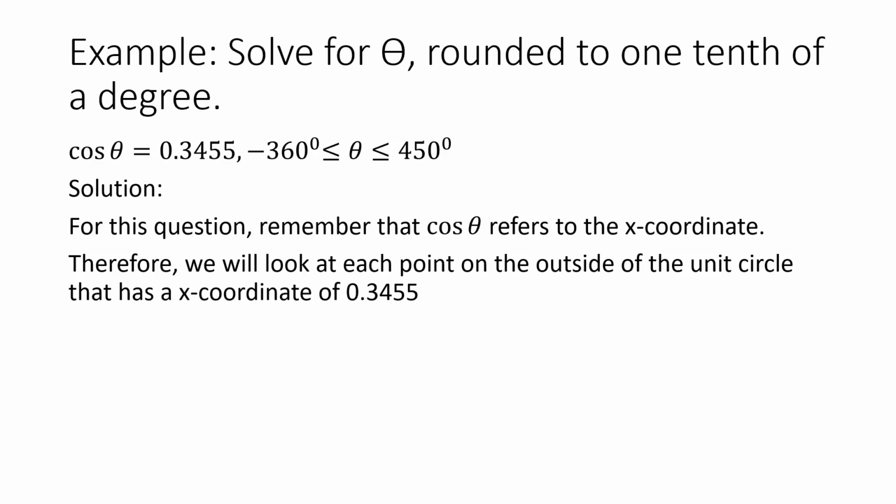Now, what if we have cos? Okay, well, what you might want to remember here is that cos theta on the unit circle references the x-coordinate. So basically, I'm saying to you, when I say cos theta is 0.3455, that the x-coordinate on the unit circle is 0.3455.